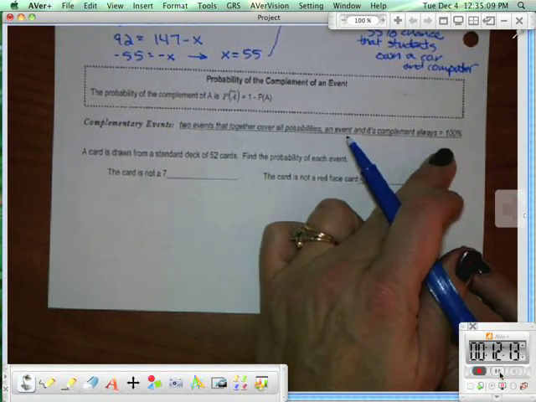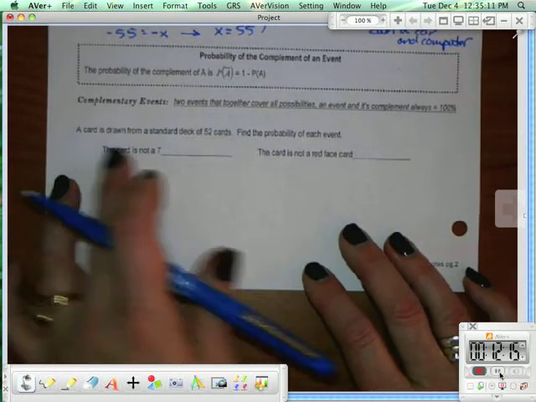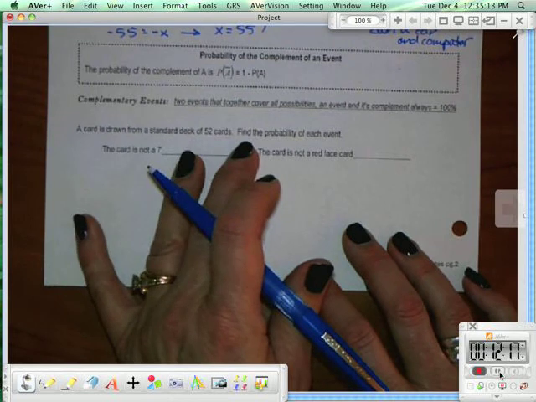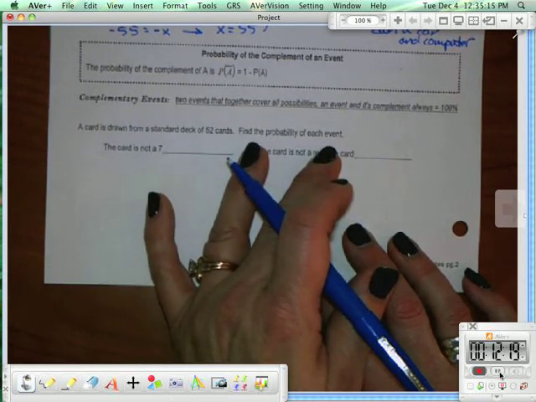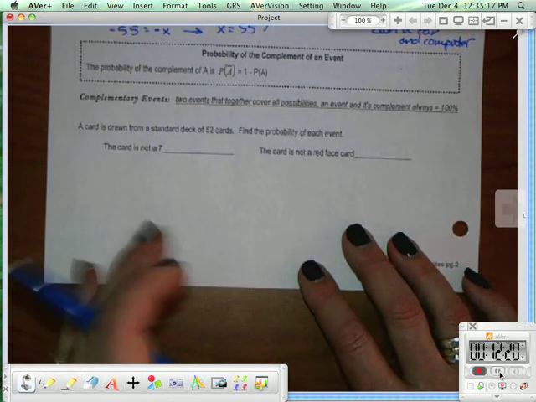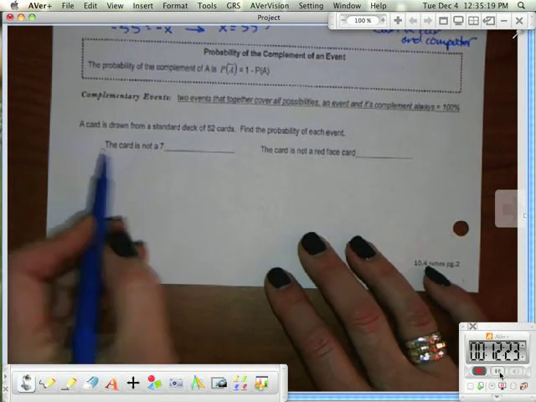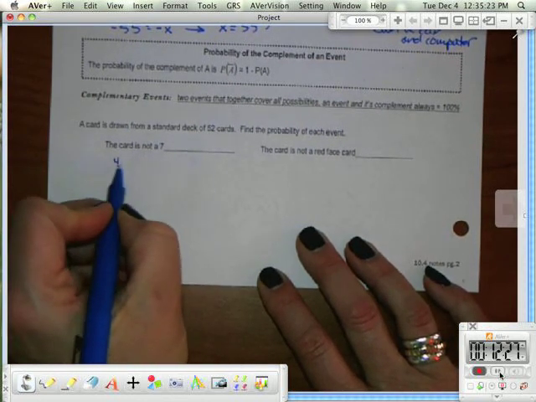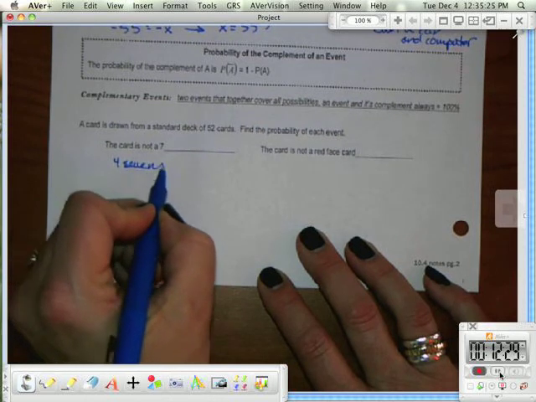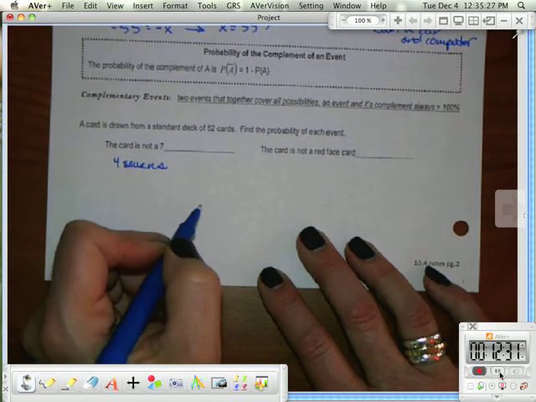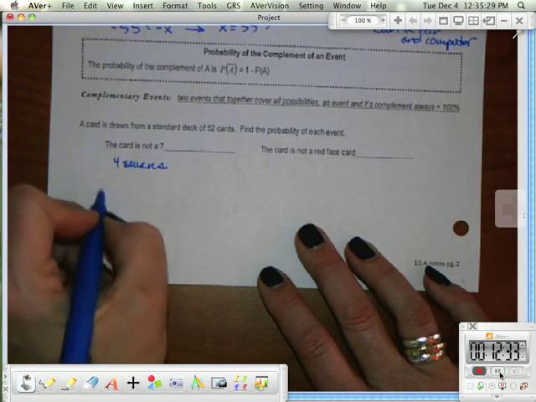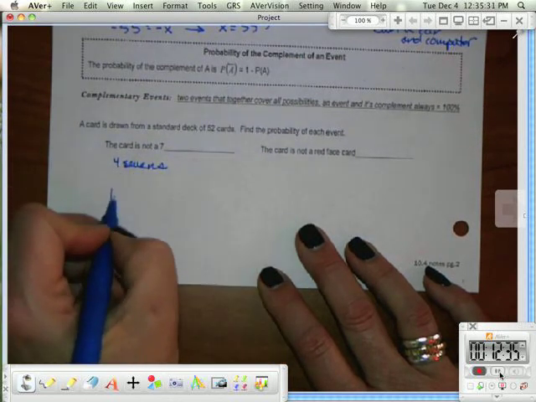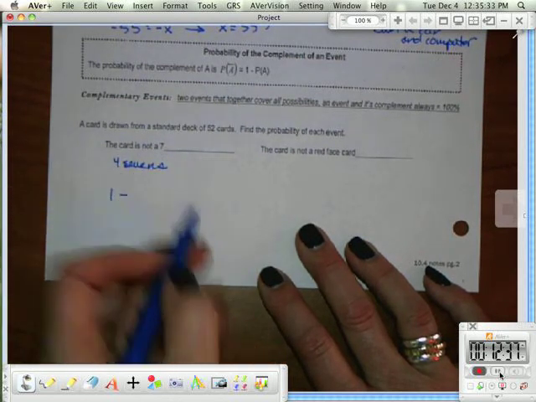So a card is drawn from a standard deck of 52 cards. Find the probability of each event. So this is kind of like what you were working with in 10.2. The card is not a 7. Well, I know that there's 4 7s in a deck of cards. And I have to use the complement here. So I'm going to take a 1 and I'm going to subtract the probability of getting a 7. So it's 4 out of 52.